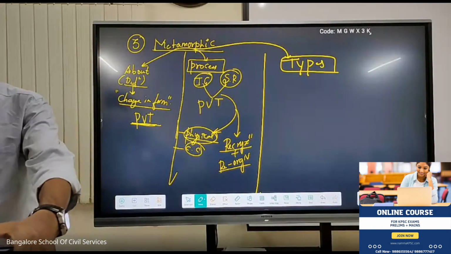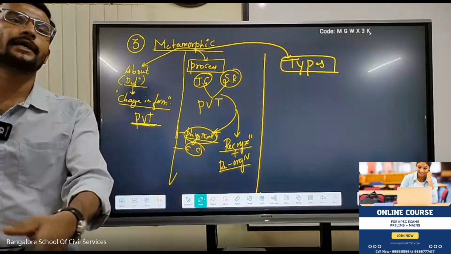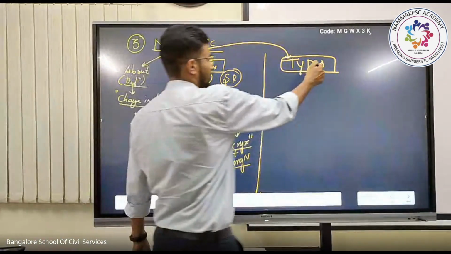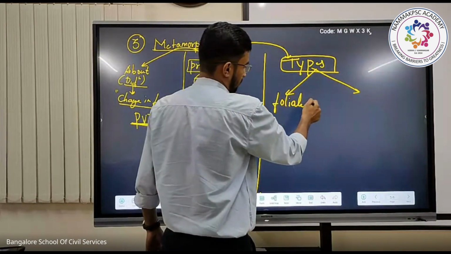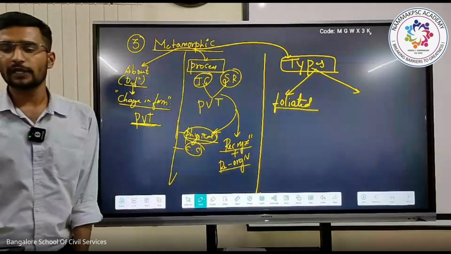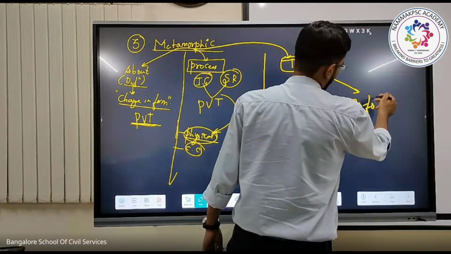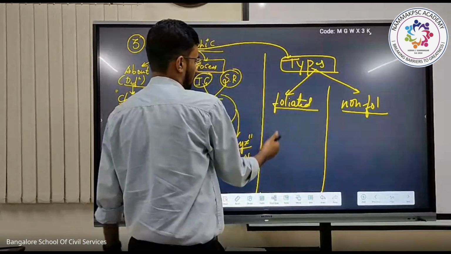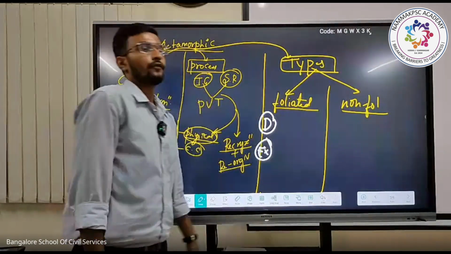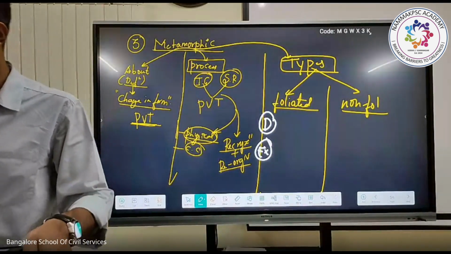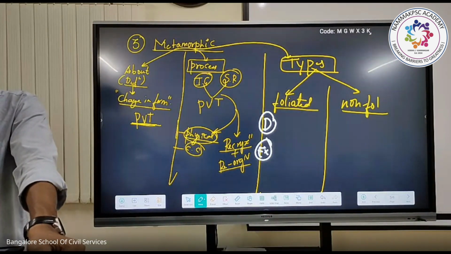Metamorphic rocks are of two types. One is foliated metamorphic rock, and the second one we call a non-foliated metamorphic rock. Foliated and non-foliated metamorphic rocks. Okay, now metamorphic rocks.